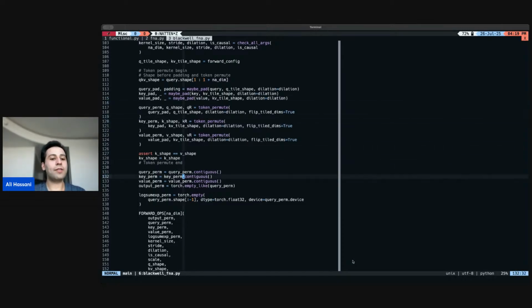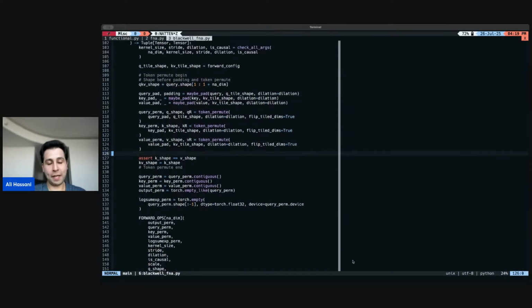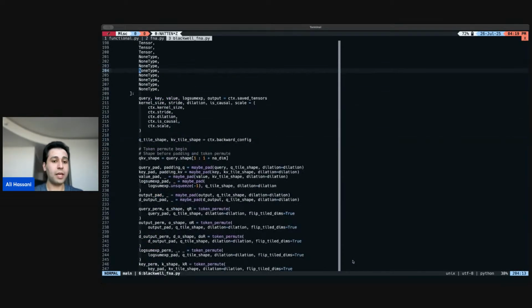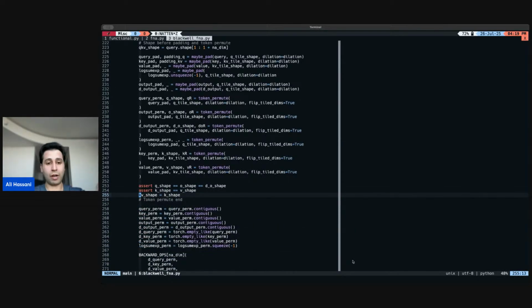So the thing here is that the inputs to this kernel that is going to be run are just going to be a bunch of 4D tensors, because we're doing token permutation. Again, we're keeping a copy of the original QKV shape before we pad it, before we do token permute or anything. And later in the kernel, we use this to figure out our block sparse mask and fine-grained mask. And then once you're done, you just token unpermute, or reverse the permutation, for whatever your output was. In the forward pass, that's just output and logsumexp. And in the backward pass, it's just going to be gradients for Q, K, and V.